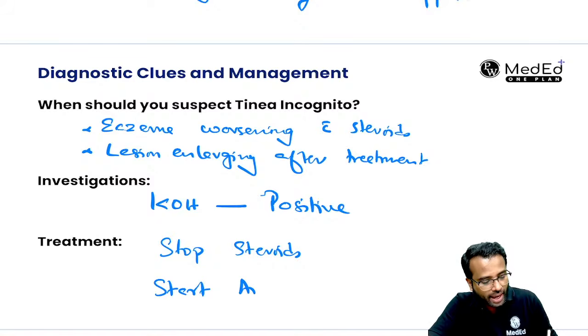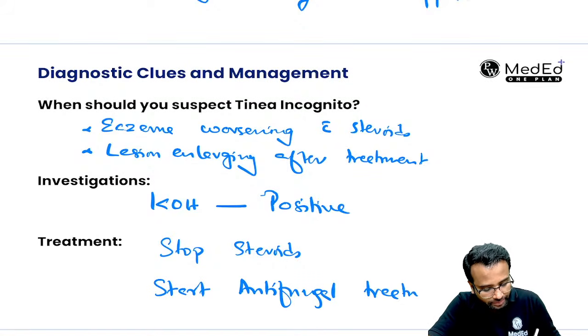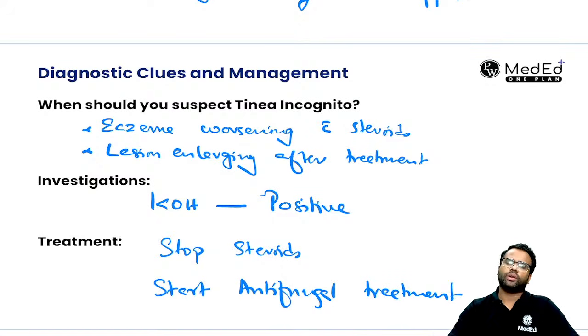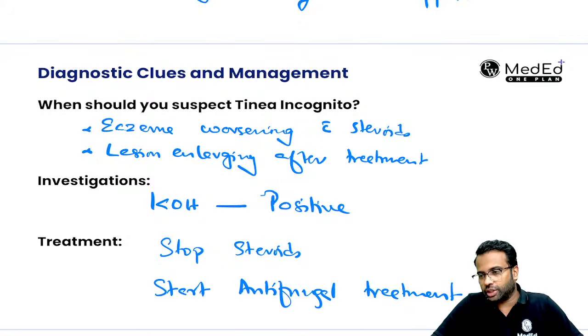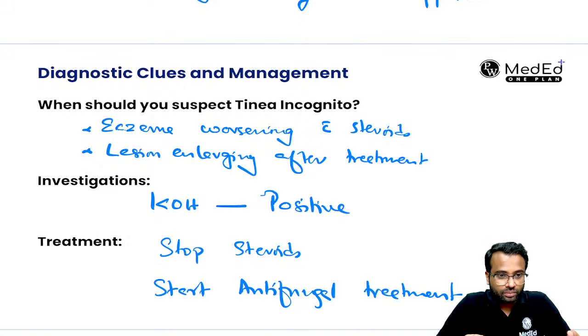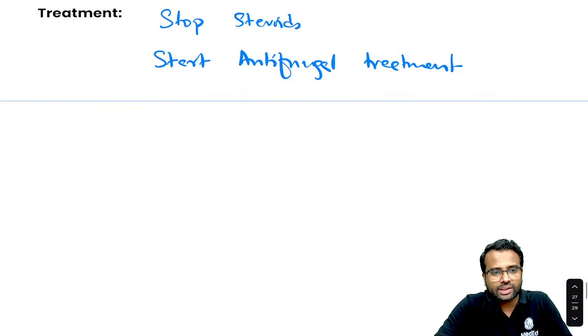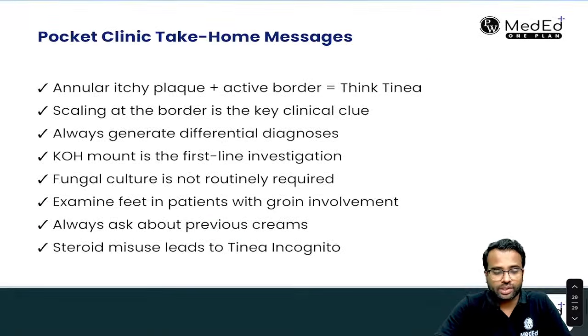You're going to start antifungal treatment, like a terbinafine, itraconazole tablet, ketoconazole, whatever. So any antifungal agents should be started. So that is how you're going to continue with the treatment, and then what happens? The entire lesions will disappear. So that is all about these three clinical scenarios that we have discussed today.